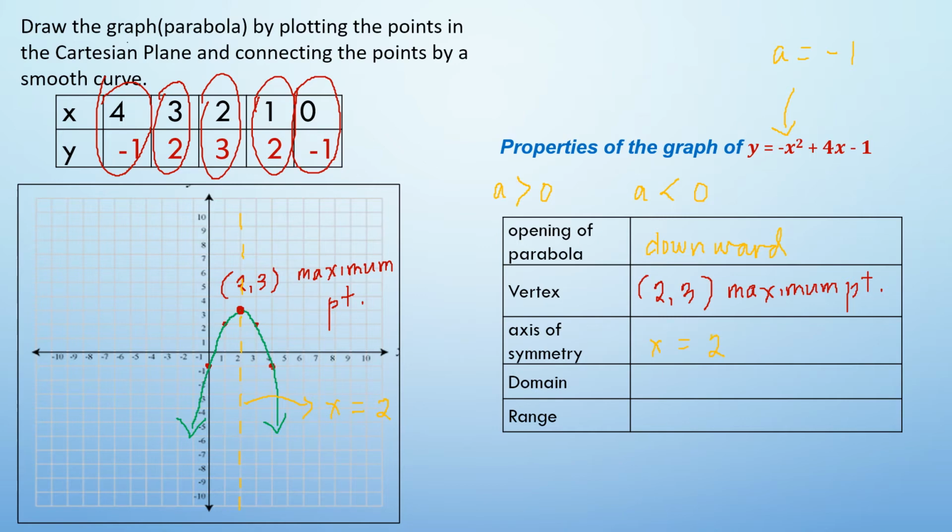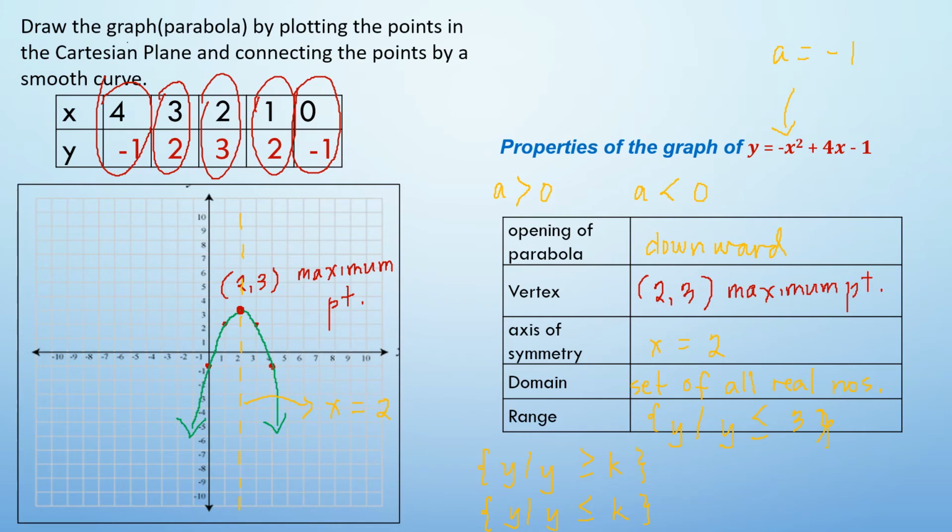Next, the domain. The domain is the set of all real numbers. Next, we have the range. Remember that the range is the set of all y such that y is greater than or equal to k if the parabola opens upward. If the parabola opens downward, the range is the set of all y such that y is less than or equal to k. Since the parabola opens downward, the range of the quadratic function is the set of all y such that y is less than or equal to the value of our k, which is 3.